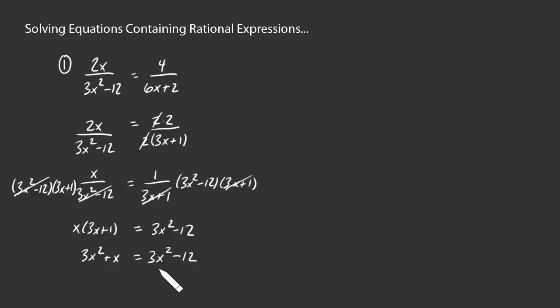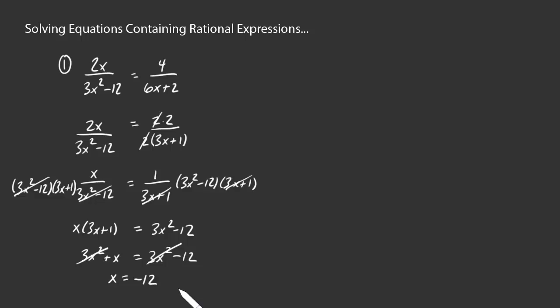Our first instinct with any sort of quadratic is to pull everything to one side, but of course, as soon as you start to try to pull the 3x squared to the side by subtracting it from both sides, if you subtract 3x squared from both sides, that goes away, as does that, and you are left with, surprisingly, the solution right away. X equals negative 12.